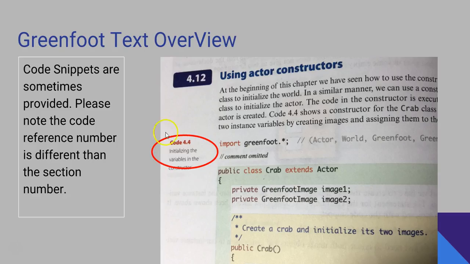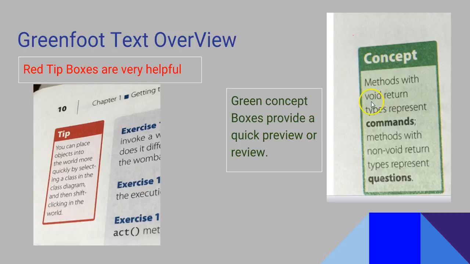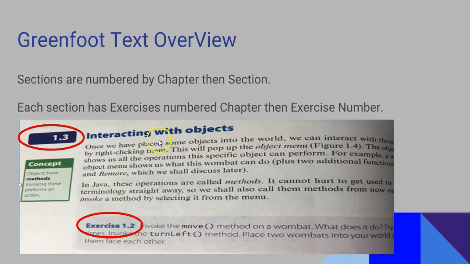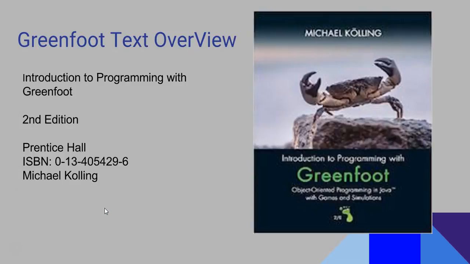Don't forget to look for code segments. You read the green concept boxes. Watch out for red tip boxes. And the exercises in the book are going to be expected to be completed by you. They will not necessarily match up with the exact section number. So just watch the numbering when you guys are using the textbook. That's it for your textbook overview.